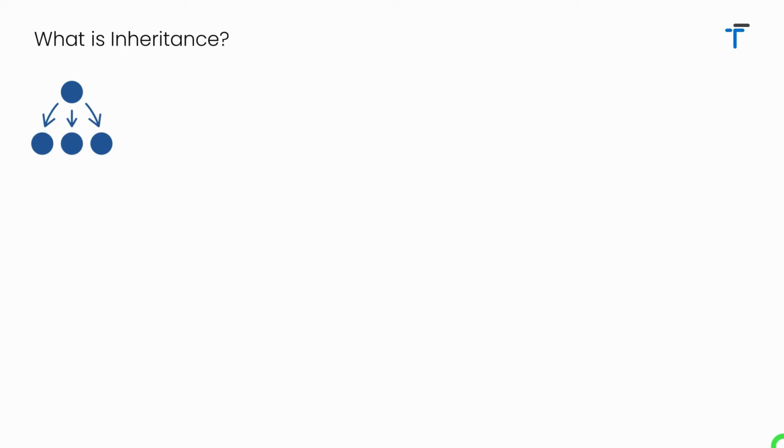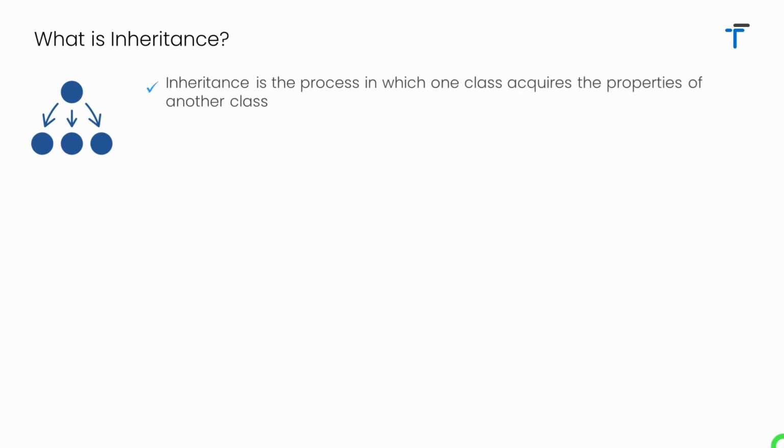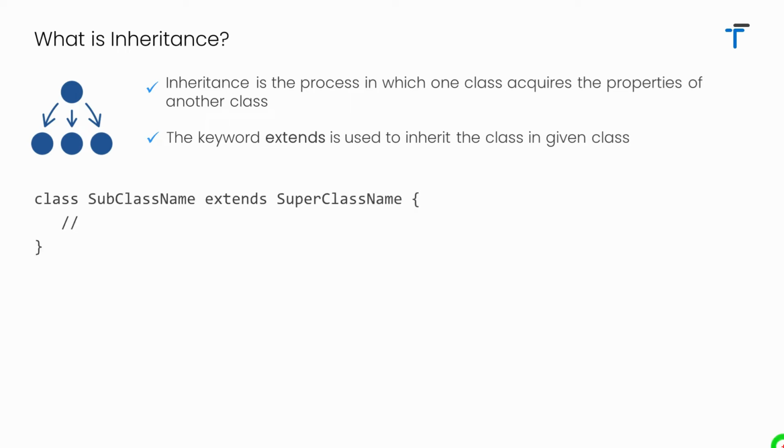Let's start with what inheritance is. Inheritance is basically a process in which one class acquires the properties of another class. To inherit a class in your own class, we use the keyword called extends. Look at the syntax of inheriting a class in our own class.